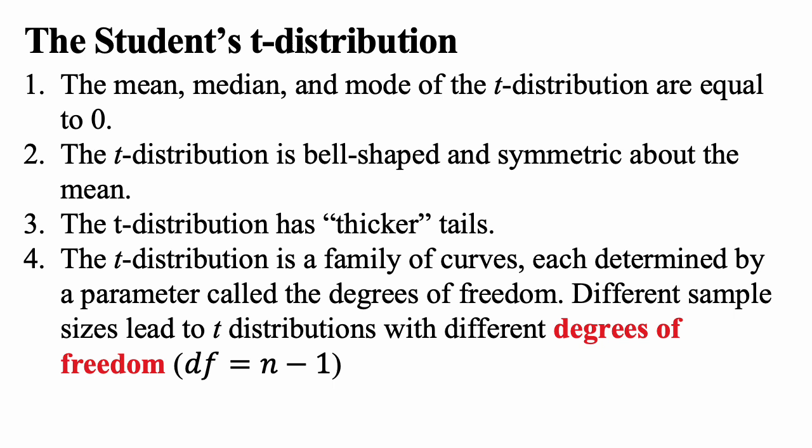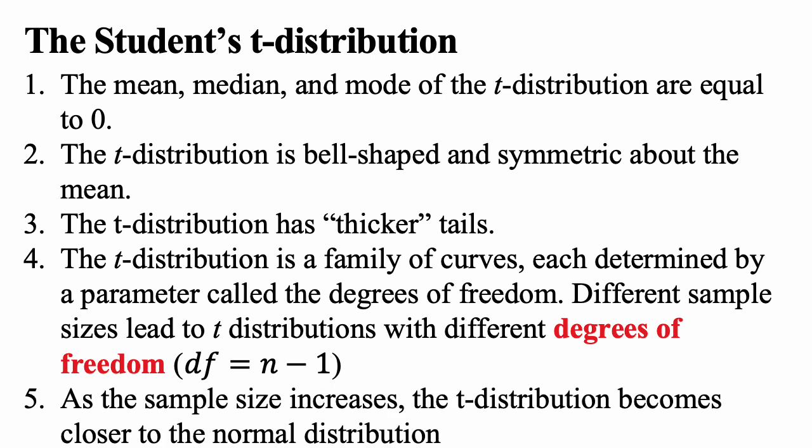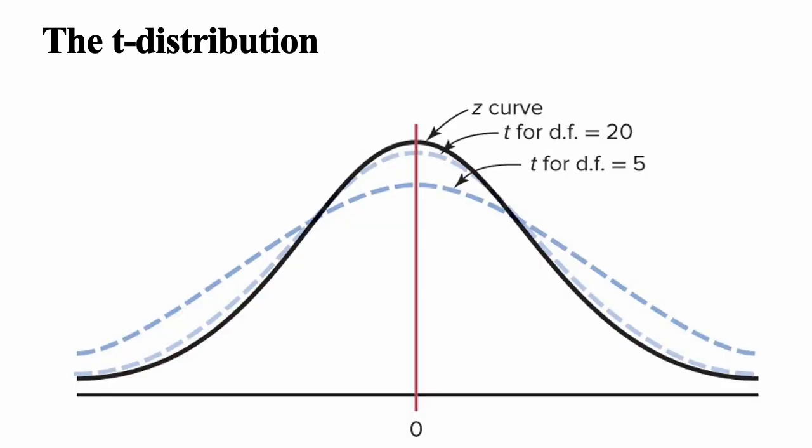How do we calculate degrees of freedom? Sample size minus 1. One thing you have to remember about the t-distribution is that we have to use degrees of freedom. Degrees of freedom is sample size minus 1. Then as the sample size increases, the t-distribution gets close to the normal distribution.